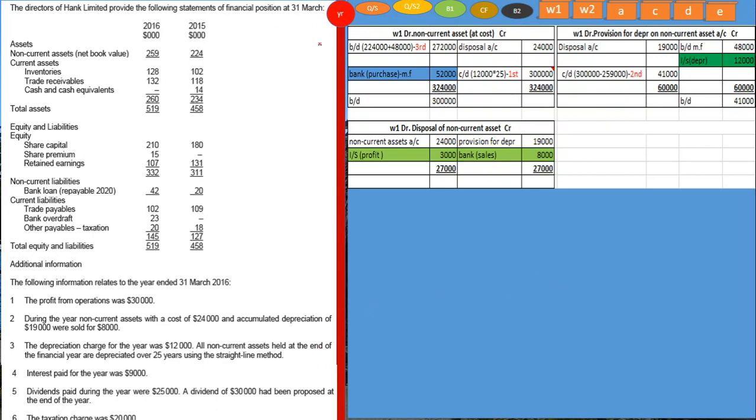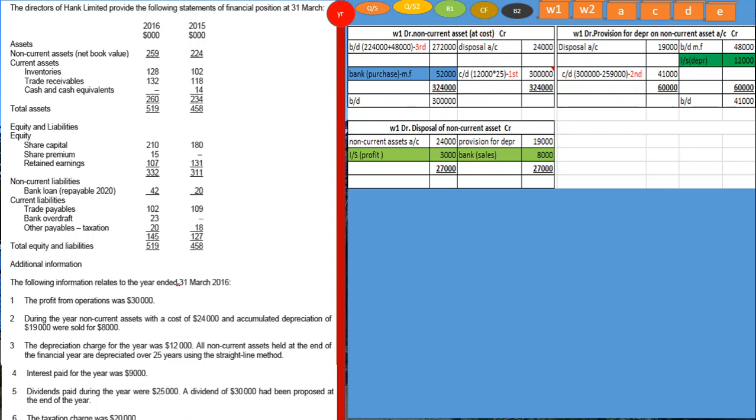So I'm just going to explain how this whole thing has been done. So let us begin. Okay, first thing, let's have a look at non-current asset at 259,000 and 224,000. So these are at your net book value. For non-current assets, you need to put the cost value.